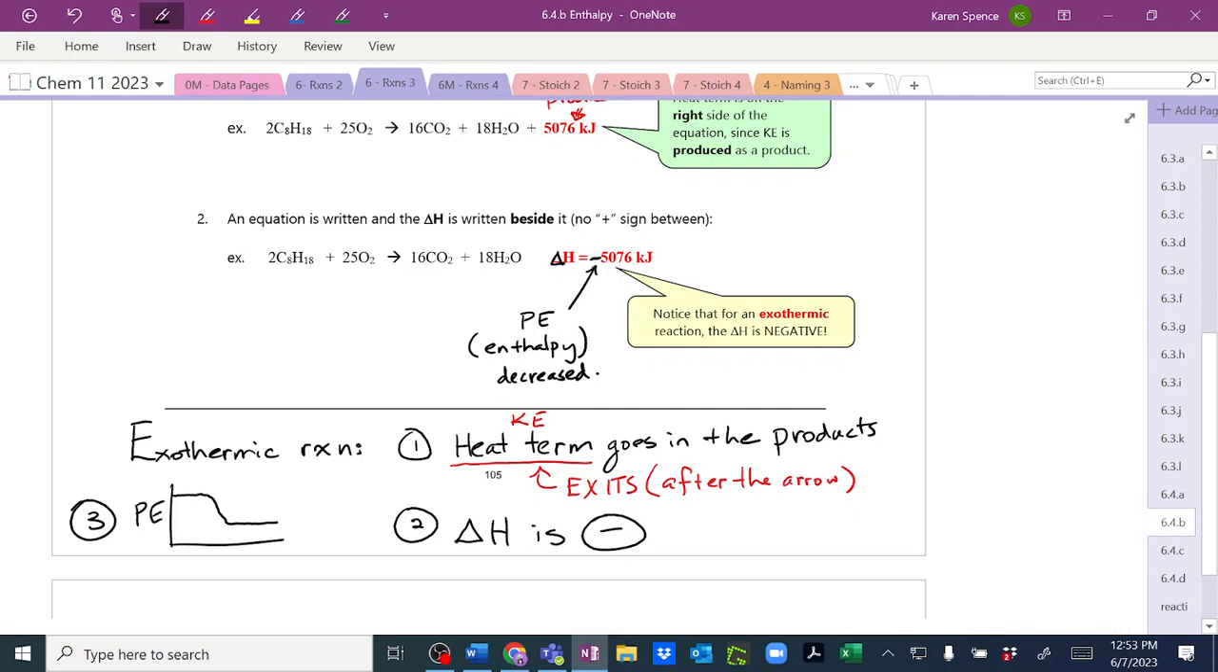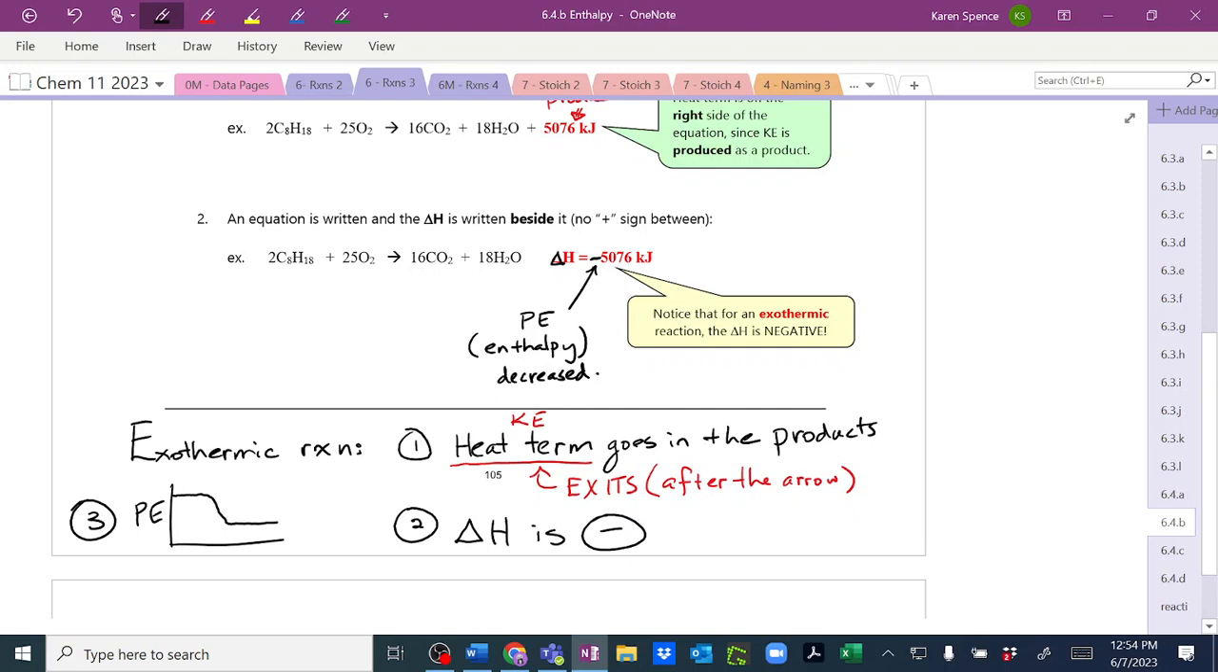Can you guess what it is for an endothermic reaction? Oh my gosh, it's all the opposite. The heat term will go in the reactants because that kinetic energy is being absorbed and turned into potential energy, which makes the potential energy go up. The graph goes up, which means the delta H is positive.